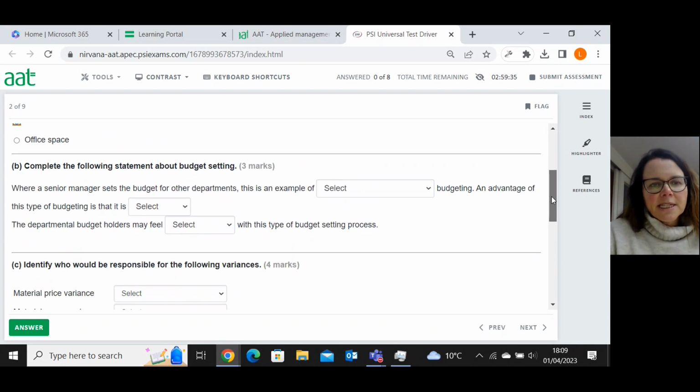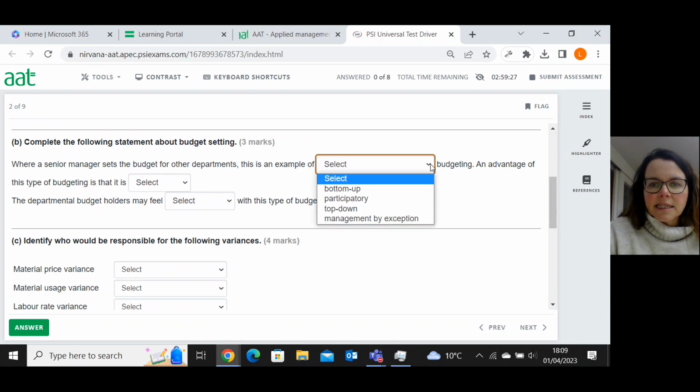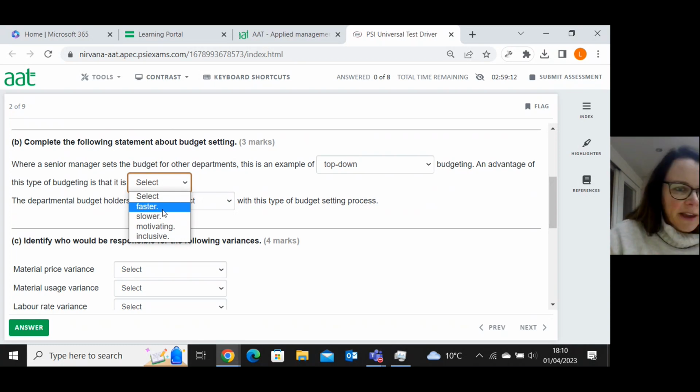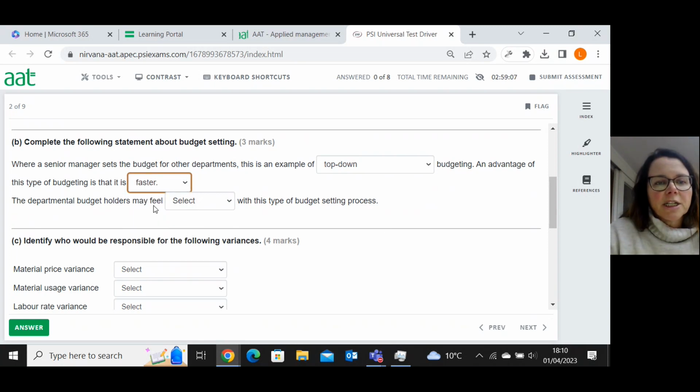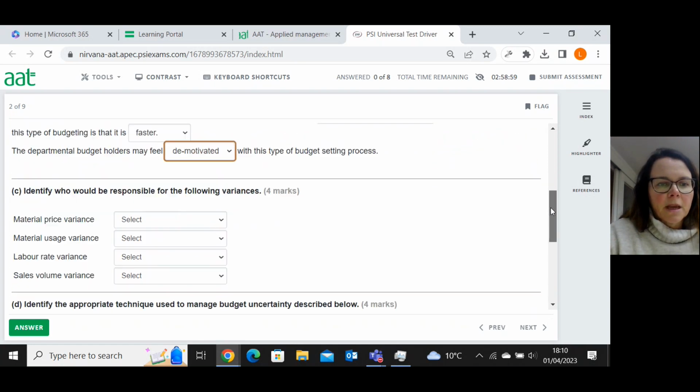Complete the following statement about budget setting, where a senior manager sets the budget for other departments. This is top down. An advantage of this type of budgeting is that it's quicker, because you just do it and there you go. It's not thought to be motivating. The departmental budget holders may feel demotivated because it's basically being imposed upon them.